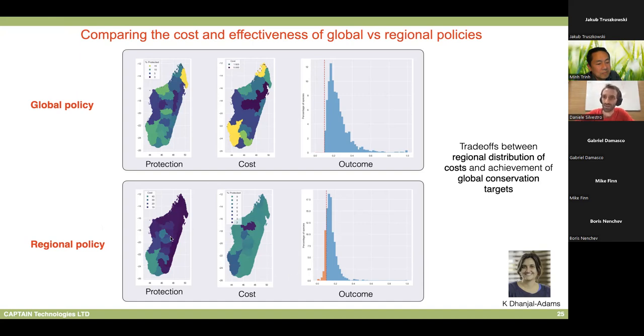But on the other hand, there are maybe benefits for the people living in different regions, because they can all benefit from having a protected area with nature close to them. So I think this framework can also allow us to explore the different trade-offs and decide what's the best way to allocate budgets in protecting biodiversity.